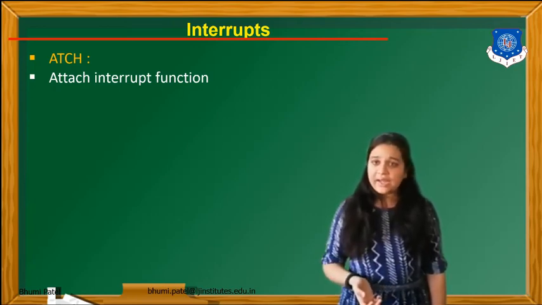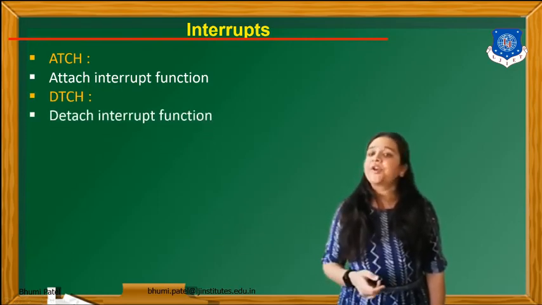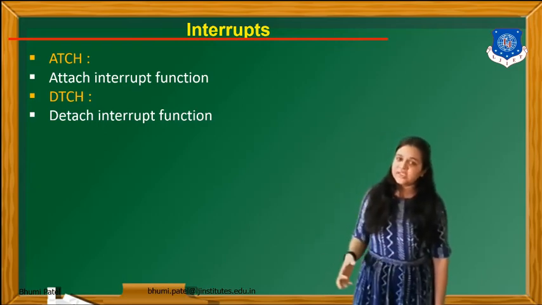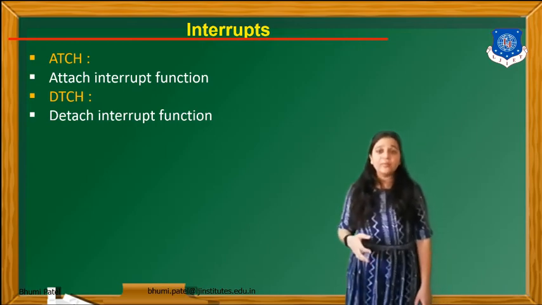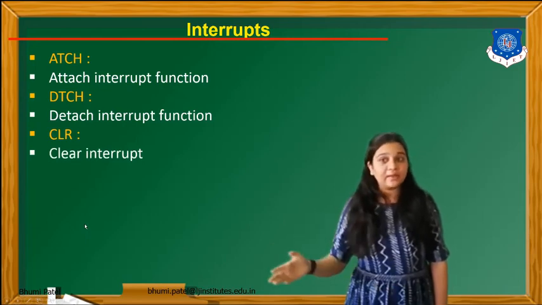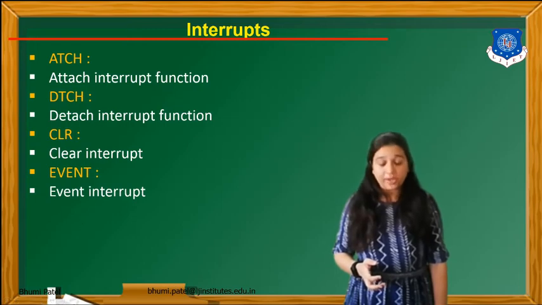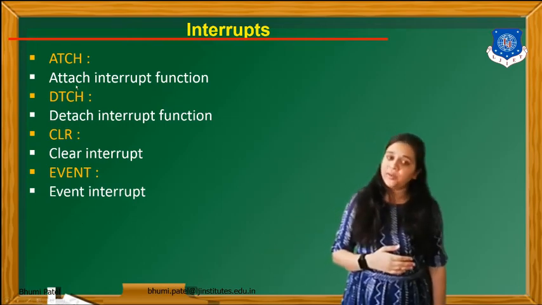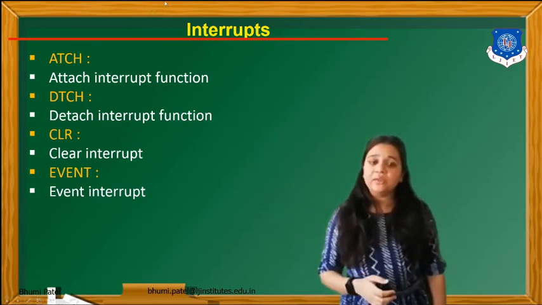Same thing, we can detach the interrupt function. Okay, if we write the program for this particular location and at that time the interrupt is required, after some time the interrupt is not required, that time we can use the detach interrupt. Then the clear interrupt, the command is CLR, and the event interrupt. Okay, if we use more than one subroutine area for the main program, that time we can use the event 1, event 2, event 3 interrupt.